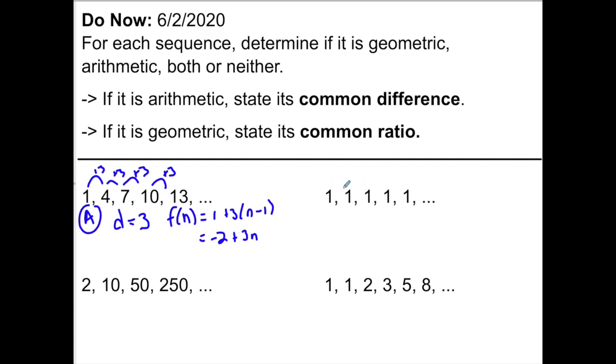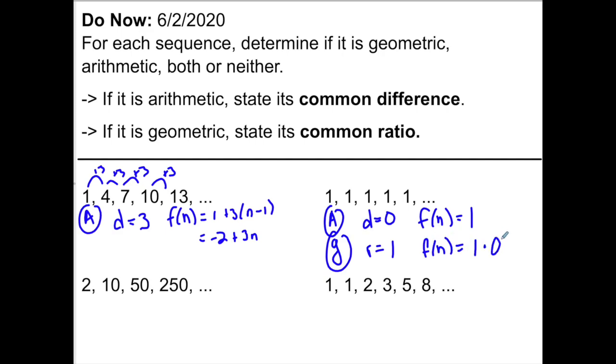Okay, second one, both. You could either see it as a geometric sequence where we're multiplying by 1, or an arithmetic sequence where we're adding 0. So it could be seen as arithmetic, difference is 0, or geometric, ratio is 1. So for example, you could write this as f of n equals 1 times 1 to the n. Not very eventful in any case.